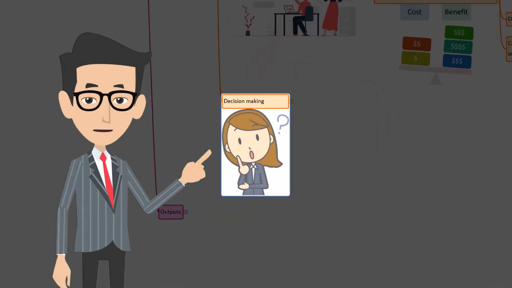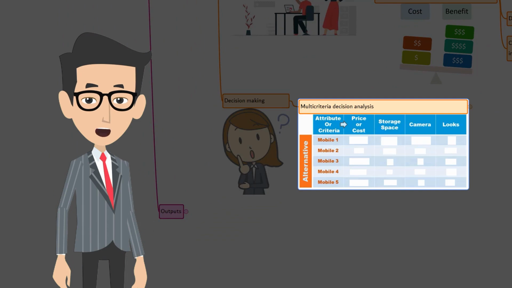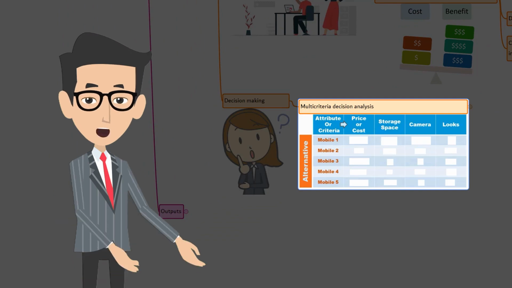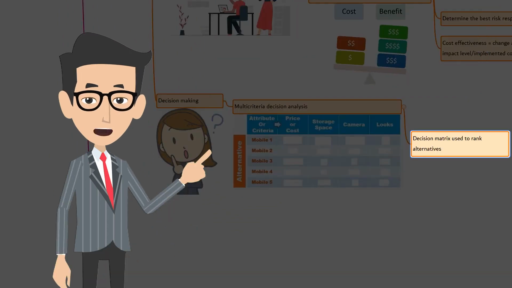The next one is decision making. Here, multi-criteria decision analysis is a decision-making technique. When planning for risk response, one or more risk response strategies are possible. Decision-making techniques can help to prioritize risk response strategies. Multi-criteria decision analysis uses a decision matrix to provide a systematic approach for establishing key decision criteria, evaluating and ranking alternatives, and selecting the preferred options.